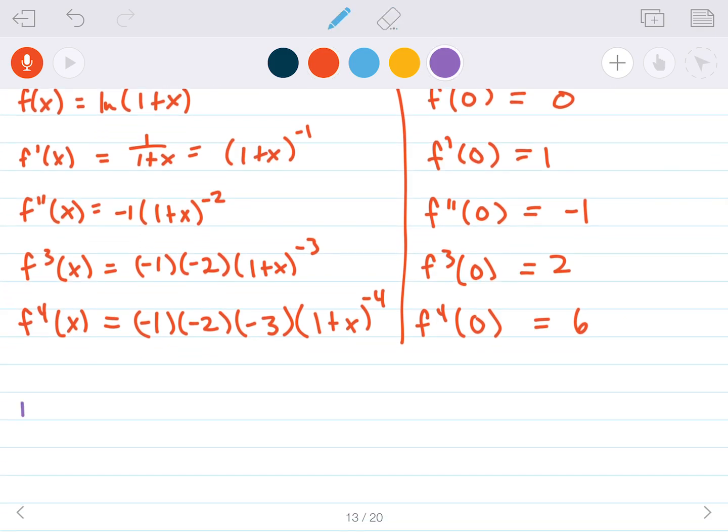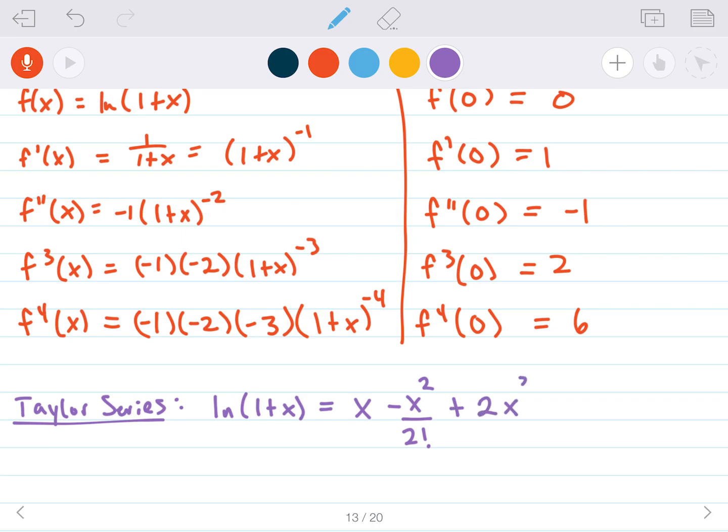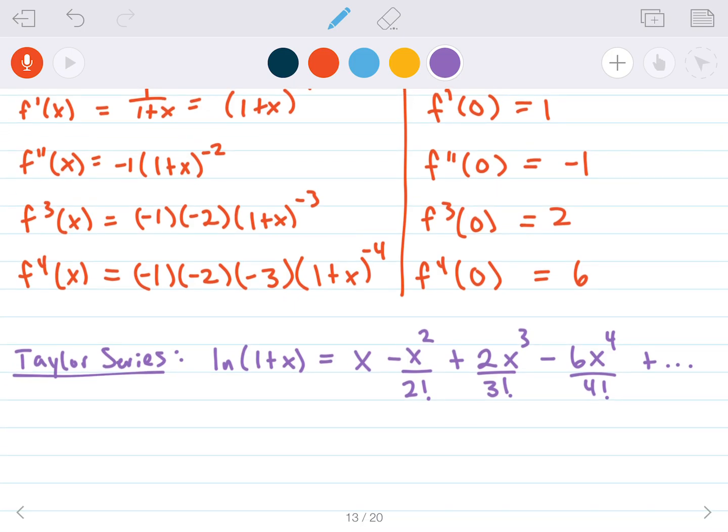So the Taylor series, again, we want to see what values of x is valid for this equation that I'm writing here. So when I do the Taylor series expansion, what I get is x minus x squared over 2 factorial plus 2x cubed over 3 factorial minus 6x to the 4 over 4 factorial, and it continues in that manner. Now you should recognize this from the previous problem.